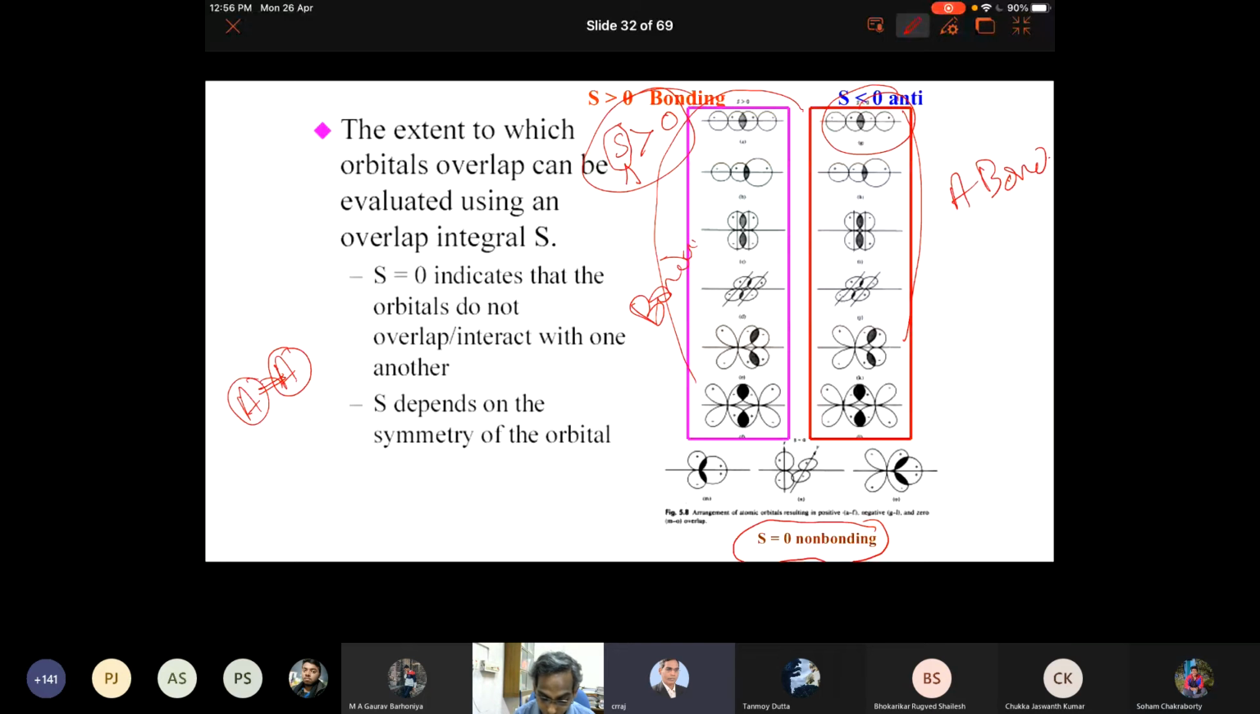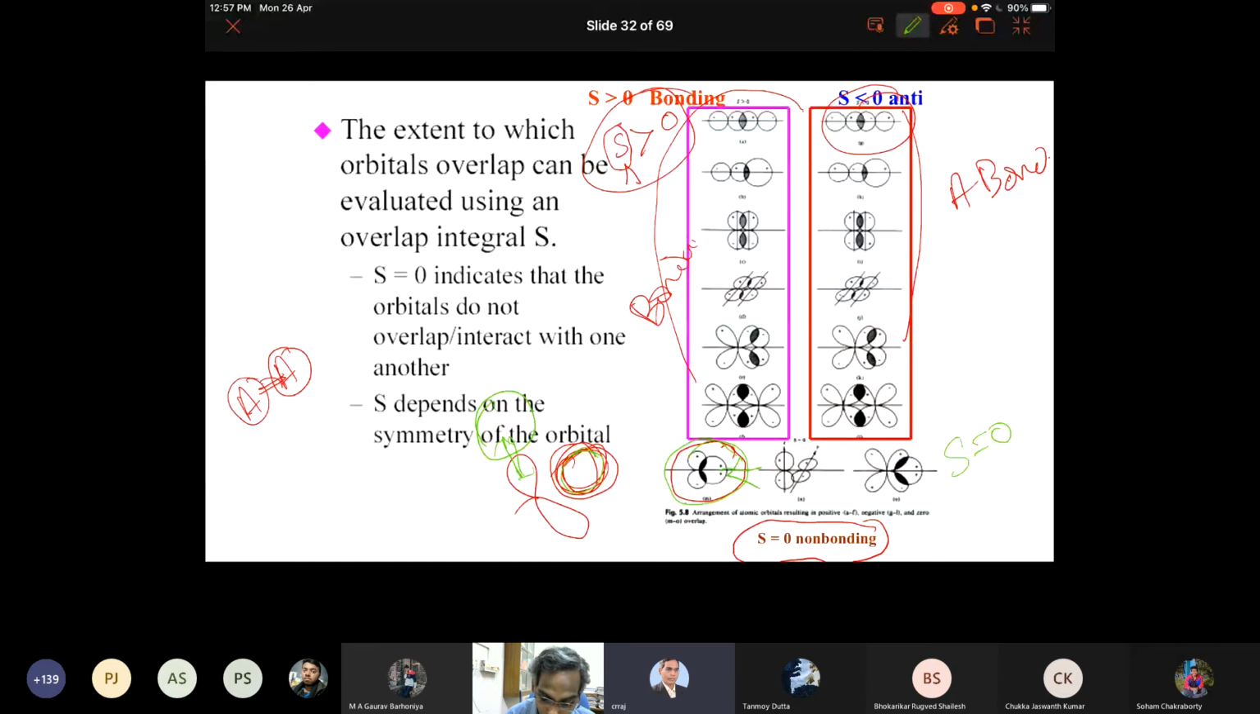Say, for example, you have your p orbital and an s orbital. If this s orbital comes in this direction, it can undergo effective overlap. Now this is coming here in this direction. There is no effective overlap. S equal to 0. Then the electrons in this orbital would be called non-bonding electrons. I hope you got it.